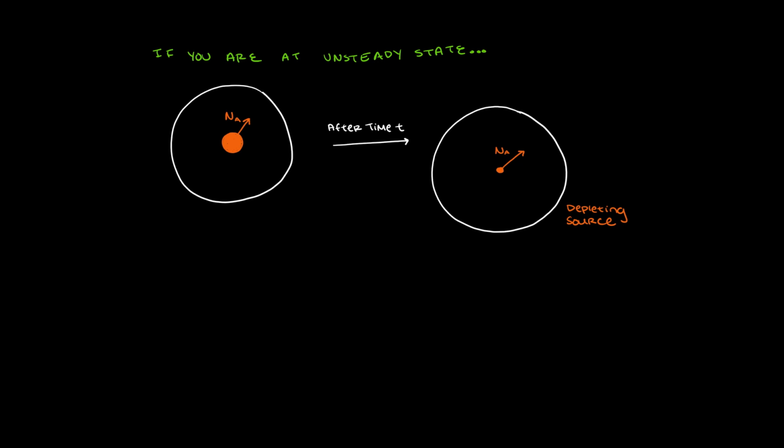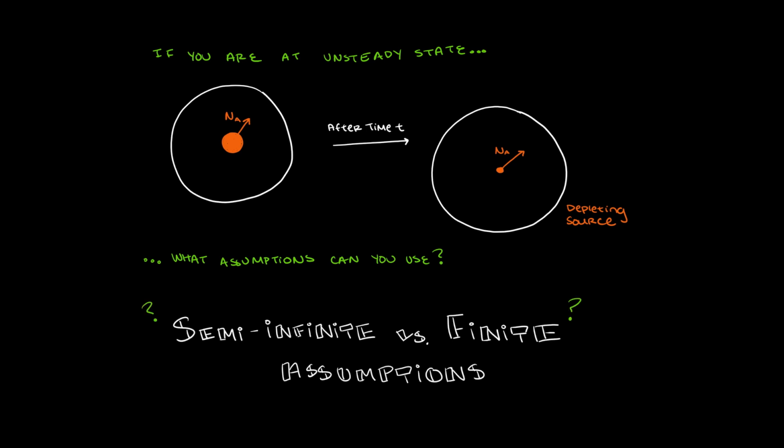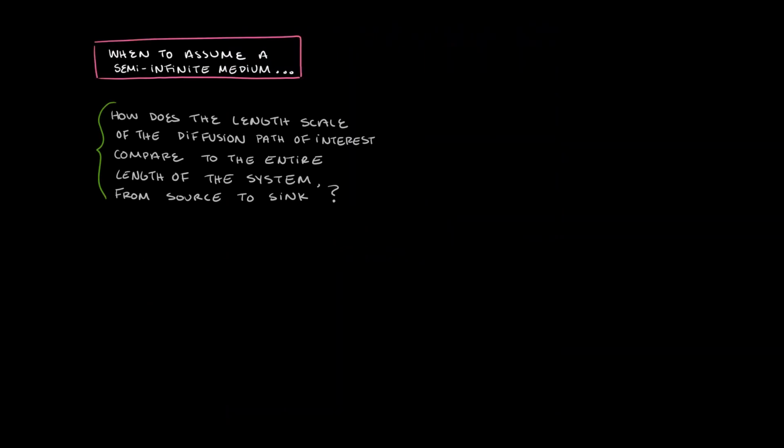Whenever the system is at unsteady state, then you can make the semi-infinite or finite assumption. So how do we know which one to use? Either one should give you approximately the same answer, but one might make more sense and be easier to assume than the other. Let's look into both assumptions, starting with the semi-infinite assumption.